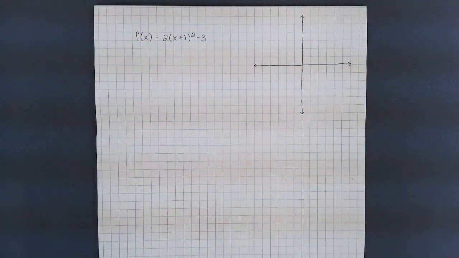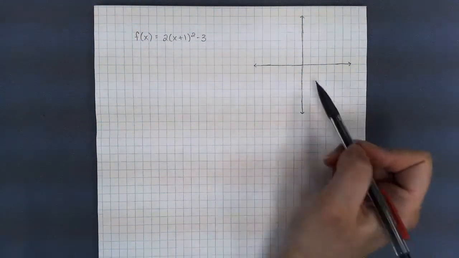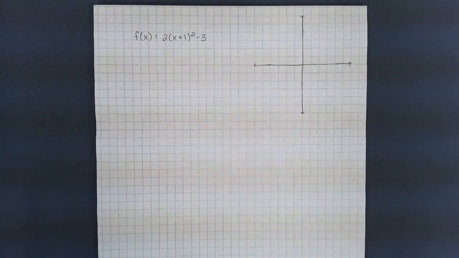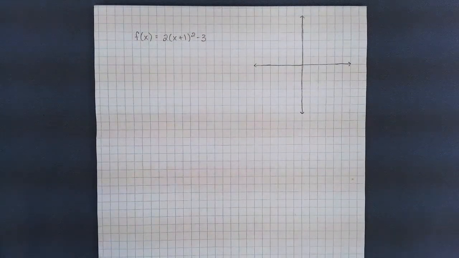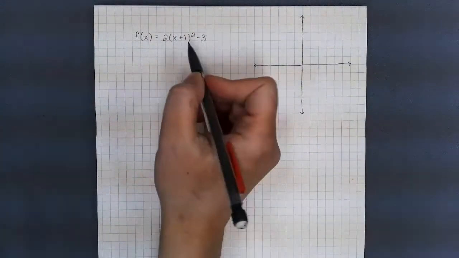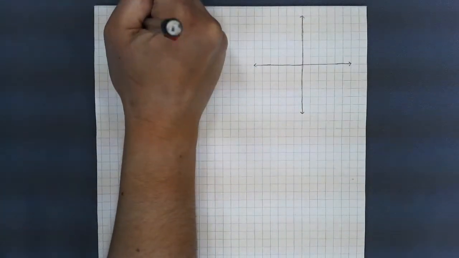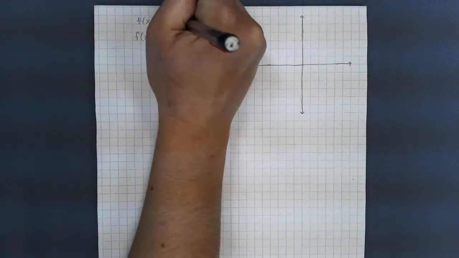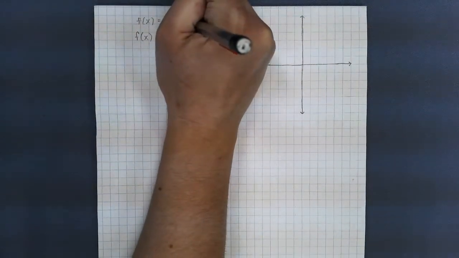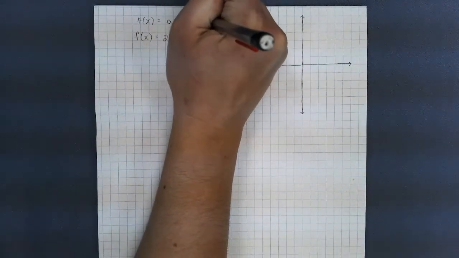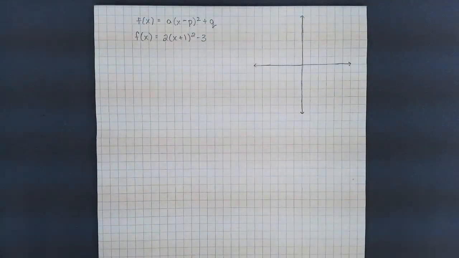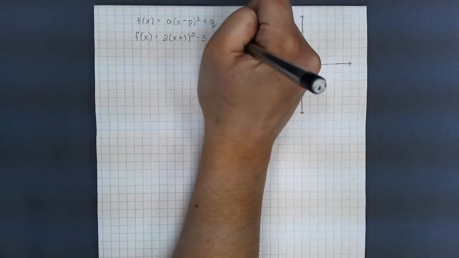All right, this video is to help you sketch a parabola given an equation. So first thing I'm going to do is take note of where the vertex is. So I've got an equation of the form f of x is equal to a multiplied by (x minus p) squared plus q. And I'm going to take note of my vertex and just write it over here really quickly.